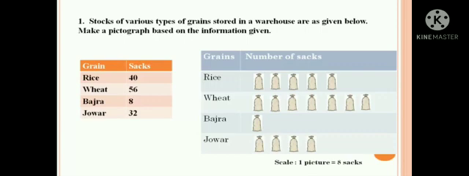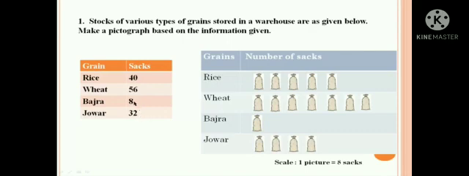Now what is the question given to us? Grains in one column and sacks in another. Grain rice, how many sacks are there? 40. Wheat, 56 sacks. Bajra, 8 sacks. And jawar, 32 sacks. So what you will do, you will draw a table with 2 columns, one for grain and the second for number of sacks. Then in the grain column, you will write down rice, wheat, bajra and jawar.